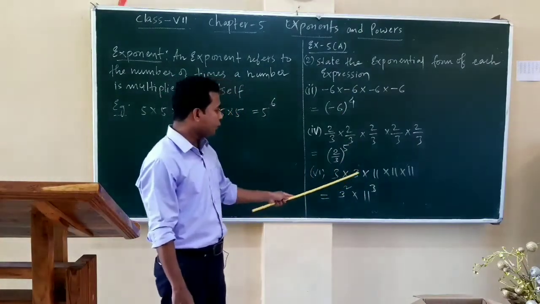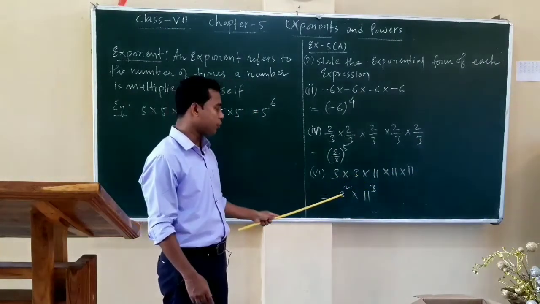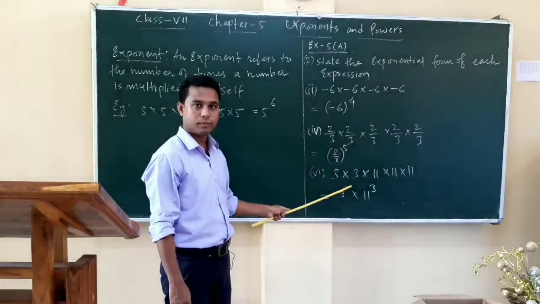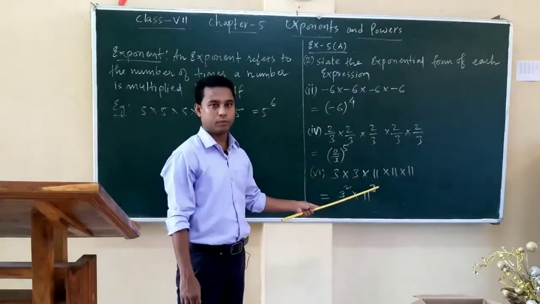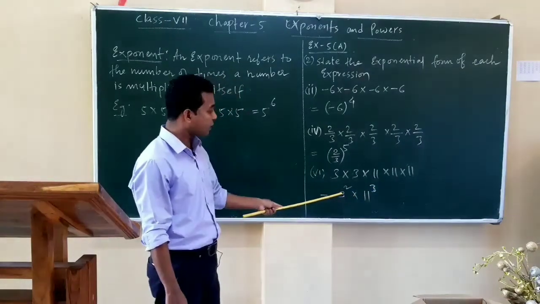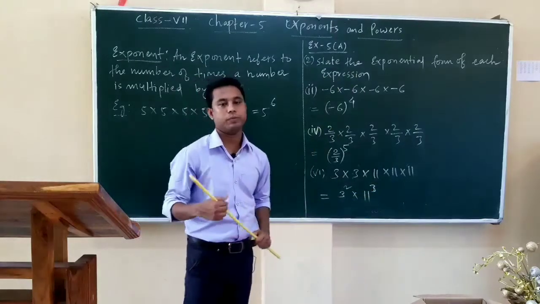Now, here 3 into 3 into 11 into 11 into 11. So, 3 is multiplied 2 times. So, we write 3 square, and 11 is multiplied 3 times. So, we write 11 cube. So, it can also be read as 3 square, okay, and 11 cube.